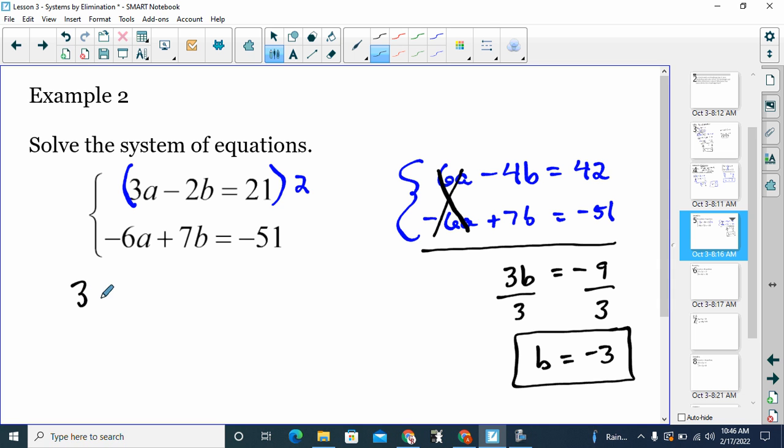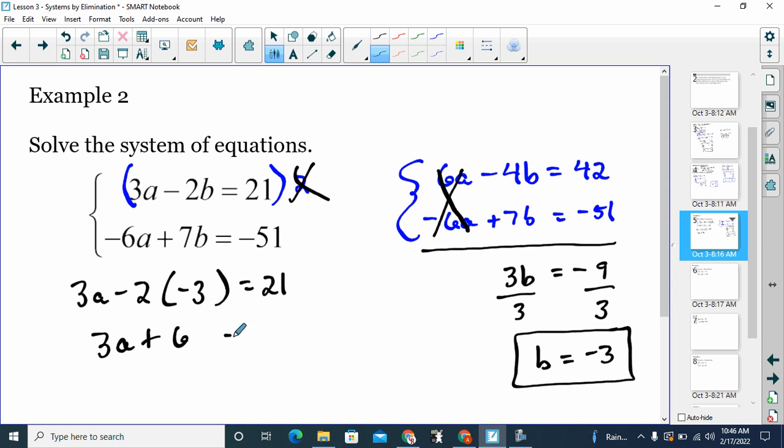So I've got 3 times a minus 2 times b, but instead of b, I'm putting in negative 3, equals 21. I'm not worrying about this times 2. I used that to get this guy over here. And we're going to solve for a. Negative 2 times negative 3 is positive 6. Negative times negative is positive. I've got my 3a. I've got my equals 21.